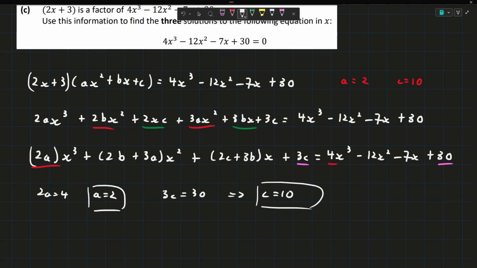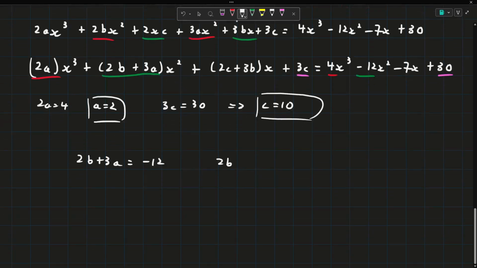And then it doesn't really matter which one we do next. It's actually good for a check. But if we look at the numbers in front of the x squareds, we know that 2b plus 3a should be equal to minus 12. And we know that a is 2. So 2b plus 3 times 2, which is 6, should be equal to minus 12. So we're going to get that 2b equals minus 18. So b is equal to minus 9.